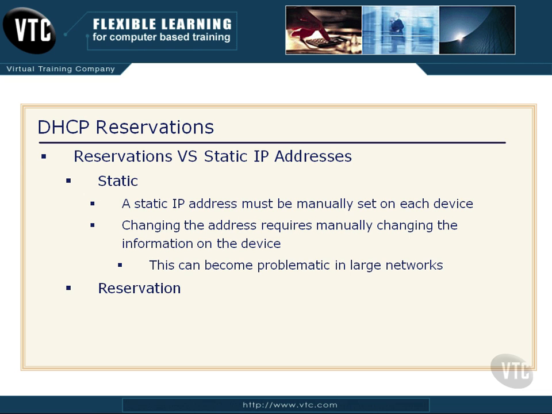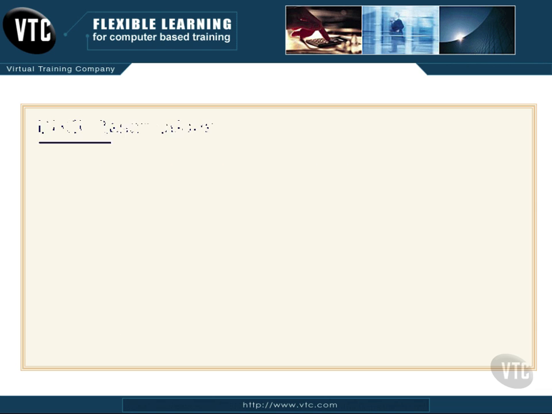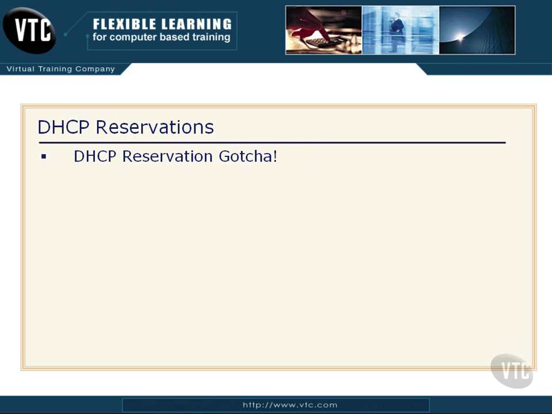With a DHCP reservation, the address behaves as if it's static, but we can manage all of our reservations from a single DHCP server location. So if we want to change anything, we can go into that one place and change it, and we can change 5 or 6 machines right there in that one location. So it is a lot more convenient.